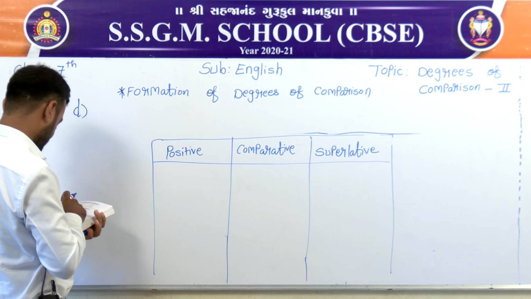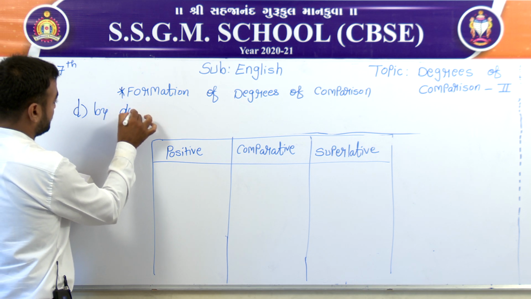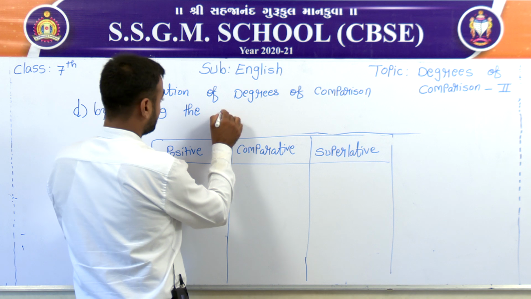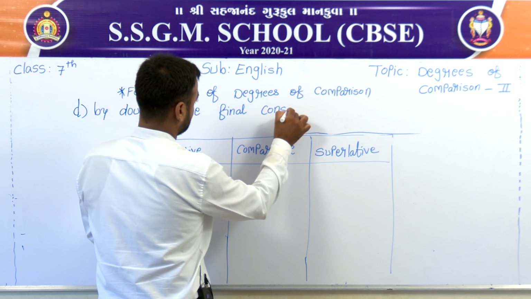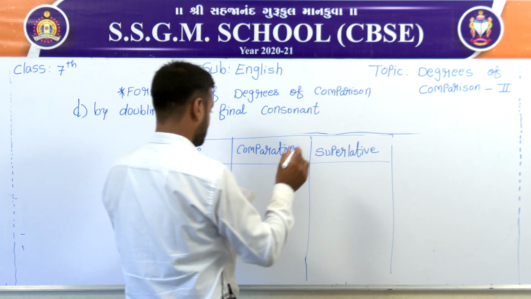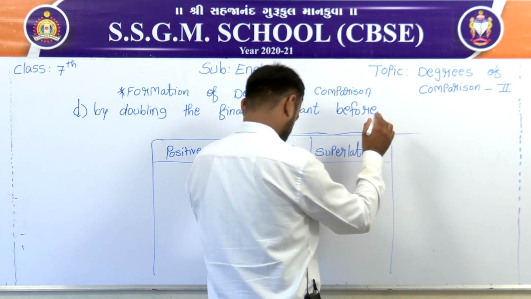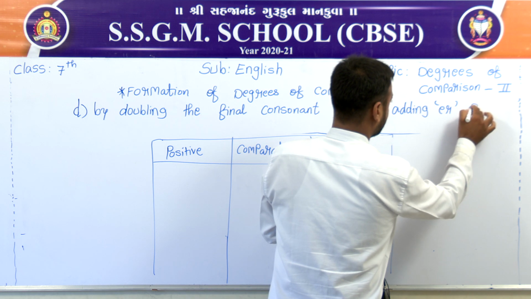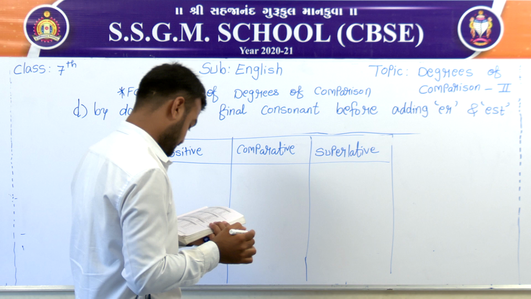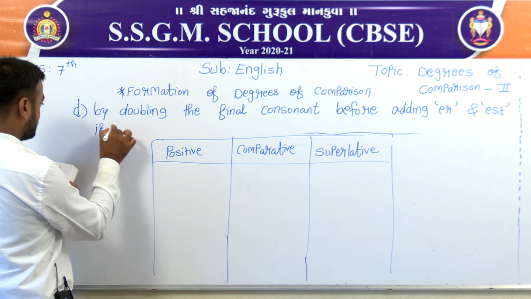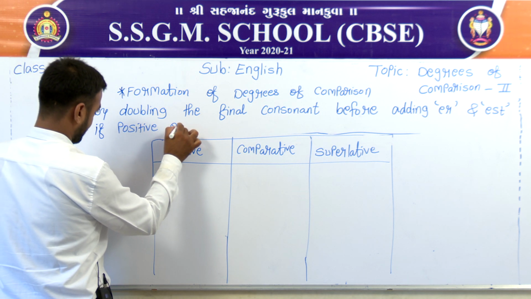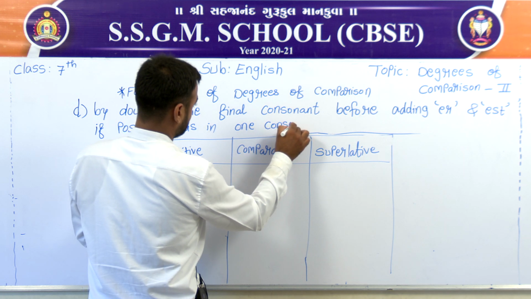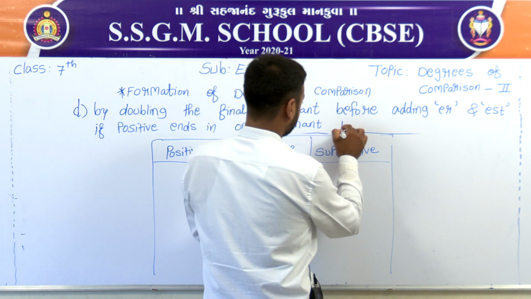Now number D is by doubling the final consonant before adding ER and EST, if positive ends in one consonant preceded by a vowel.